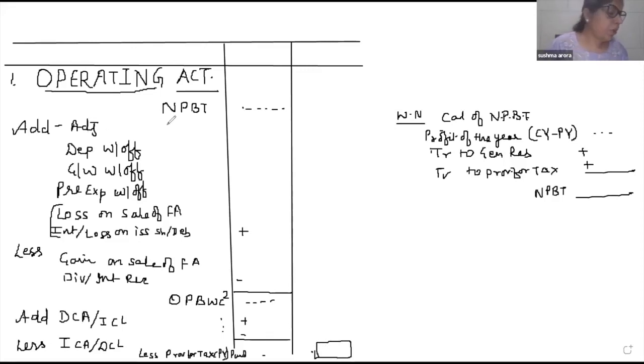So this is operating activity. Please note down operating activity first. Then next I am going to show you other activities. This is operating activity. Now next. Same format you will have in continuation.